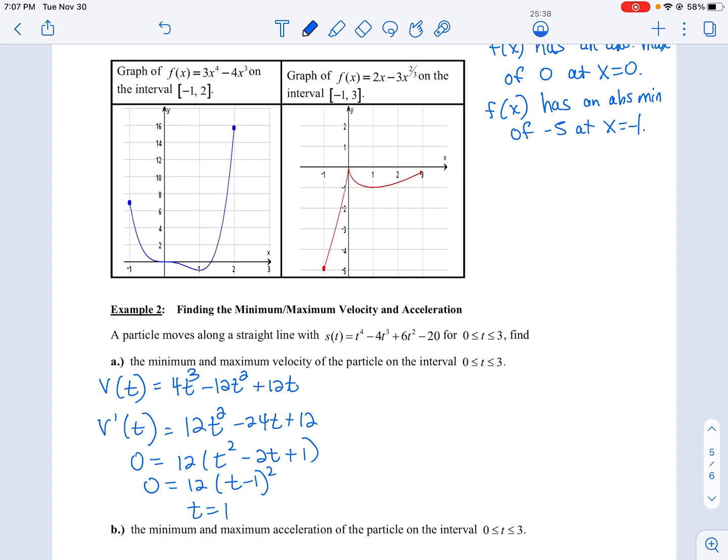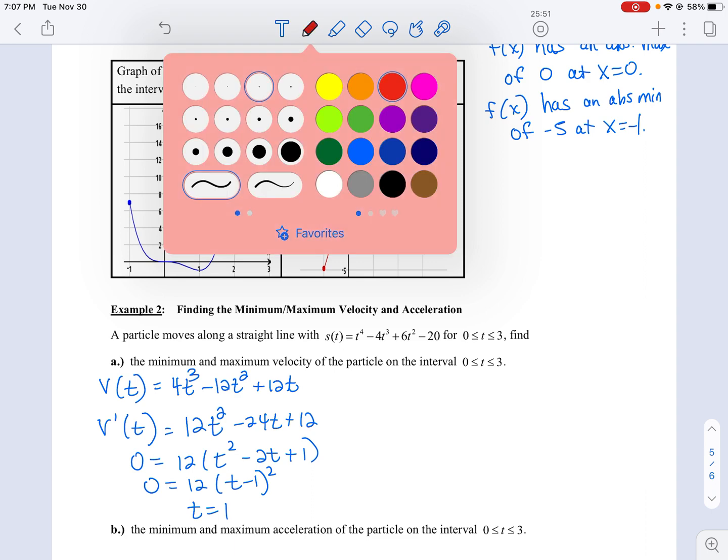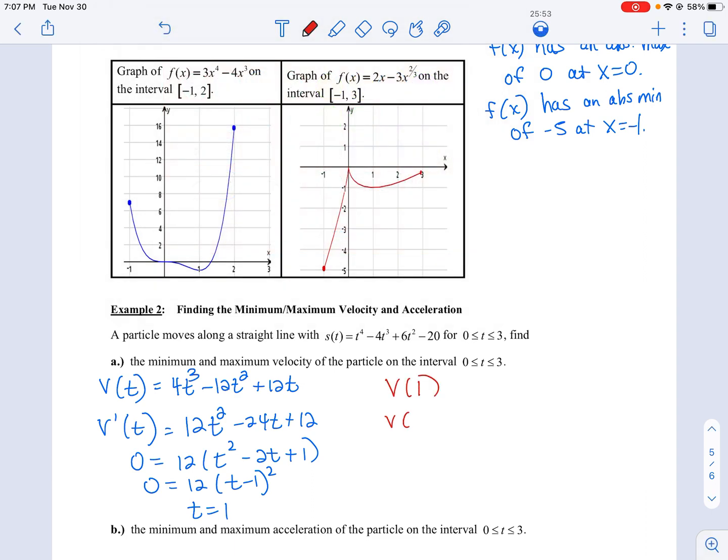So t equals 1 is a critical number. Now I am going to go plug it back into the velocity function. So I'm going to plug in v of 1, but I need to plug in v of 0 and v of 3. So v of 0 is easy peasy. Sorry, I went into the wrong function. I'm in the v function. V of 0 is actually 0, isn't it?